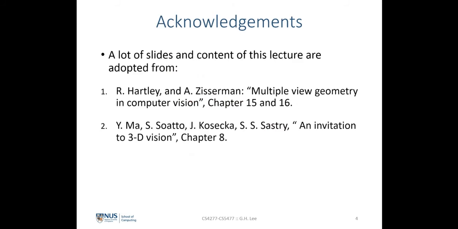And of course, as usual, I didn't invent any of today's material. I took most of the content from chapters 15 and 16 of Richard Hartley and Andrew Zisserman's textbook Multiview Geometry in Computer Vision, which I strongly encourage every one of you to read after today's lecture. And if you are interested, please also read chapter 8 of Ma Yi's textbook, An Invitation to 3D Vision.